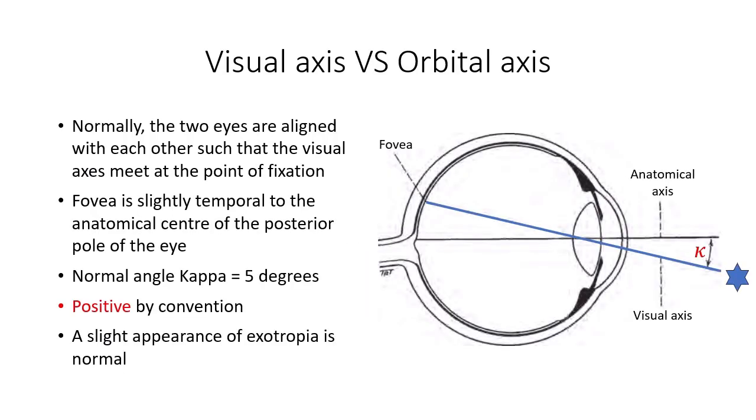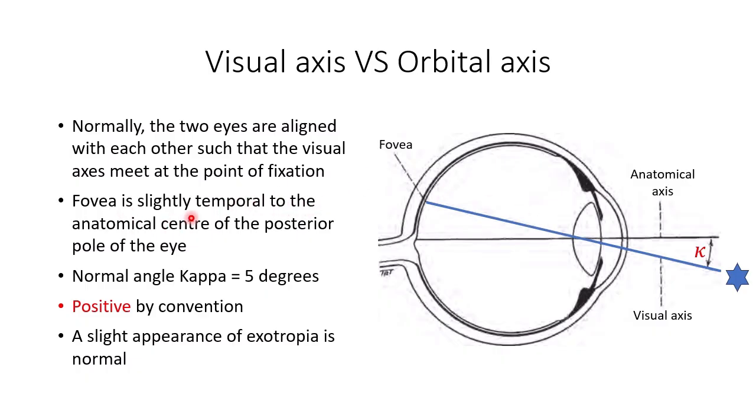So, first of all, there are two main axes of the eyeball, the visual axis and the orbital axis. And normally the two eyes are aligned with each other such that the visual axes are meeting at the point of fixation. Now, suppose this is an object that we are fixing at, for example, a torchlight. So, a line joining the object of fixation, that is the torch, and the fovea, that is the point of fixation, is known as the visual axis.